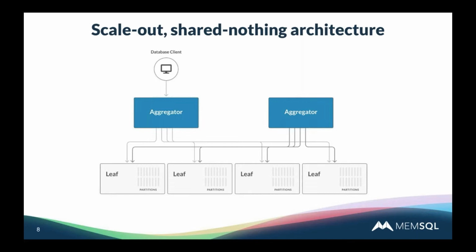So MemSQL machines take 2 different roles. One is the aggregator, and clients connect to an aggregator and submit queries, run queries, and get results back. The data in MemSQL is partitioned across multiple leaf nodes. So each leaf node contains 1 or more data partitions.